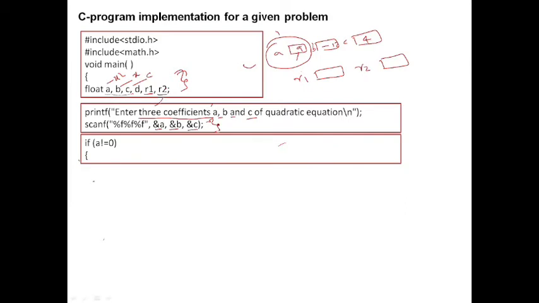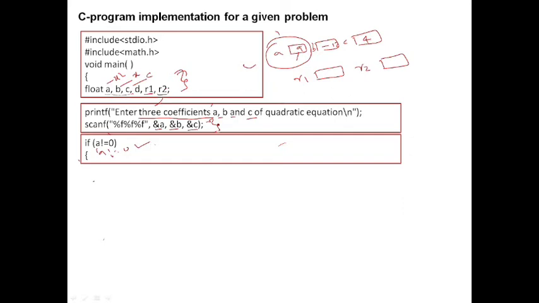Okay. So here what happens? The value of a is how much here? 9. 9 not equal to 0. Yes, this condition is satisfied, so the quadratic equation can be formed. Okay. So if it is formed, next what do we do?